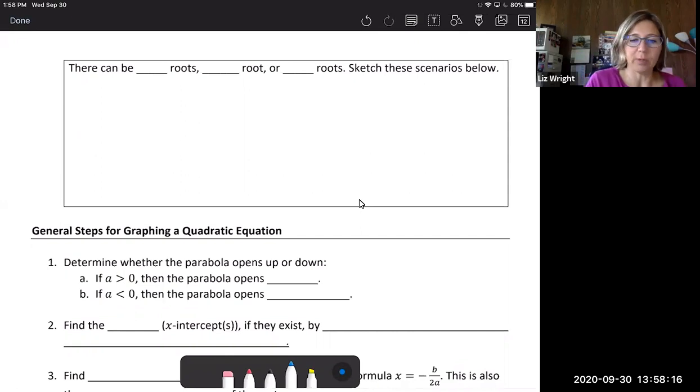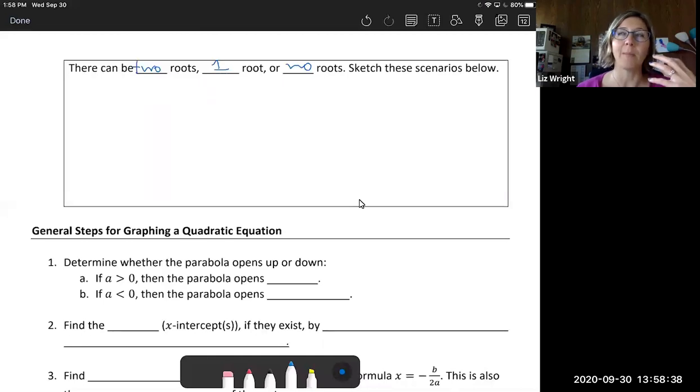So there can be a situation where we have 2 roots, 1 root, or no roots. And we're going to sketch those scenarios below. So remember what a root is. A root is just an x-intercept. So we can have 2 x-intercepts, we can have 1 x-intercept, we can have no x-intercepts.